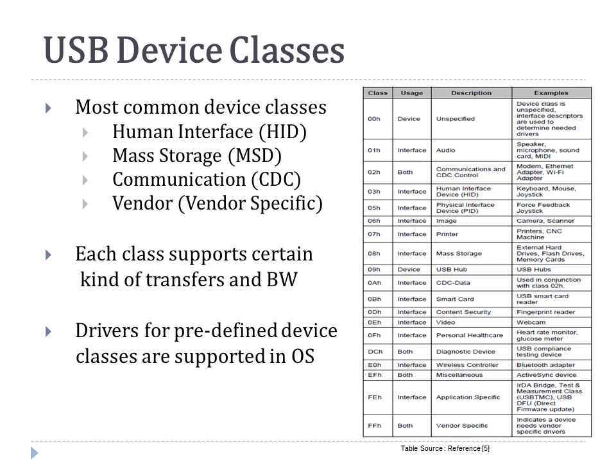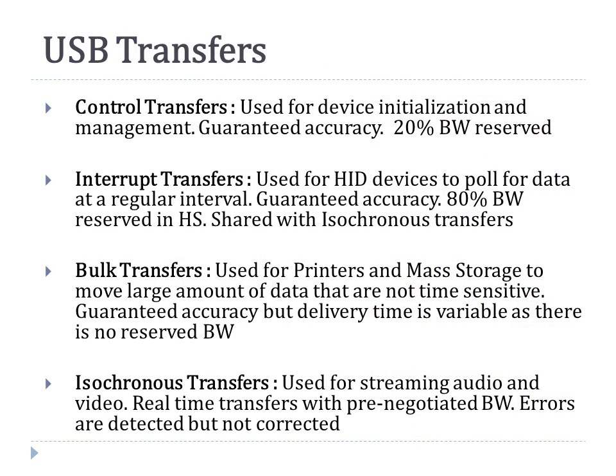And different classes of devices support different kinds of USB transfers and bandwidth. The first one is a control transfer. It is used for device initialization and management, and this has a guaranteed accuracy. All it means is error correction is done by retransmission. So USB packets have CRC codes, and this is checked at the receiver, and if the CRC does not match, then retransmission is done to correct the corrupted data. And control transfers take up to 20% of the bandwidth.